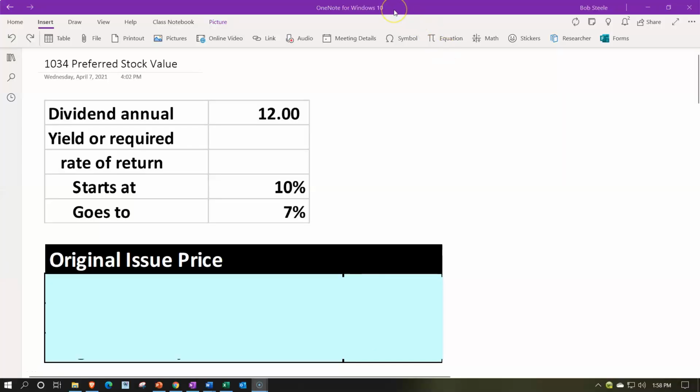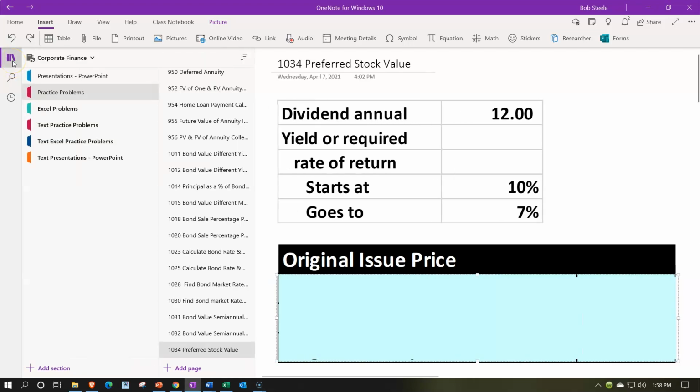Here we are in OneNote. If you have access to OneNote and would like to follow along, you're not required to, but if you would like to, we're in the icon on the left-hand side. We're in the practice problem area, and then down in the 1034 preferred stock value tab.